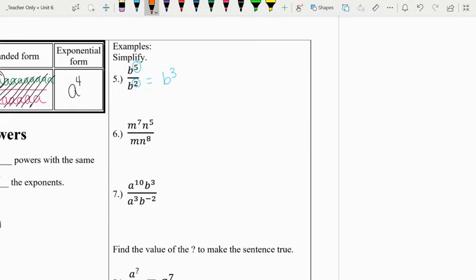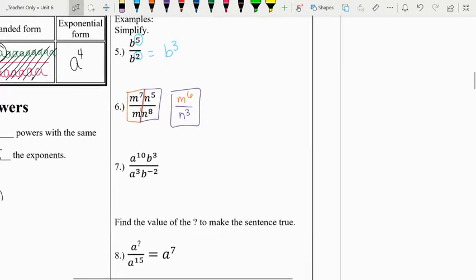If we look at number 6, for your m's first, m to the 7th over m, remember if there's nothing, it's a 1. So 7 minus 1 is 6. And that goes in the numerator because the 7 is larger than 1. Now in the next one, n to the 5th over n to the 8th, we're going to do 8 minus 5, which is 3. Where are the leftovers at? In the denominator. It's where the bigger one is.